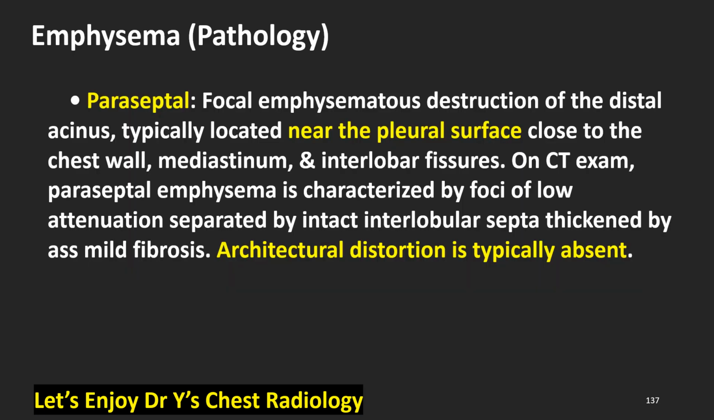Emphysema paraseptal: focal emphysematous destruction of the distal acini, typically located near the pleural surface, close to the chest wall, mediastinum, and interlobar fissures. On CT exam, paraseptal emphysema is characterized by foci of low attenuation, separated by intact interlobular septa, thickened by associated mild fibrosis. Architectural distortion is typically absent.